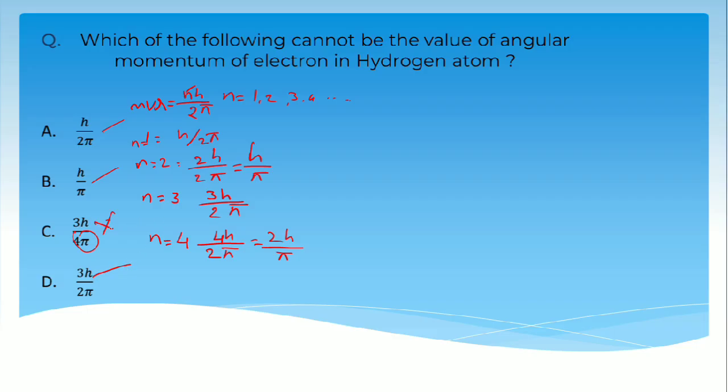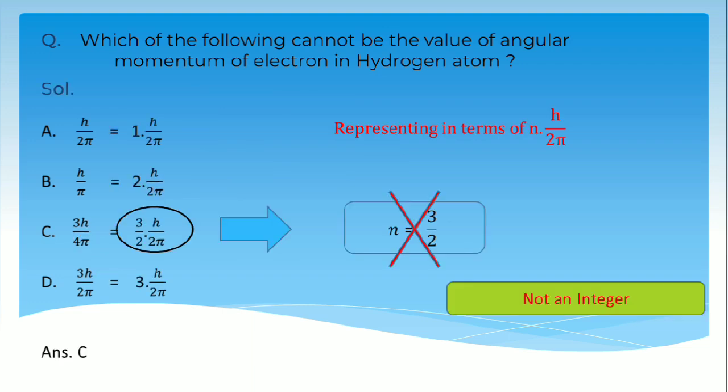So why is this C not allowed? Because 3h by 4 pi cannot be written in the form nh by 2 pi, where n must be a whole number, or integer. So this is the problem. Okay.